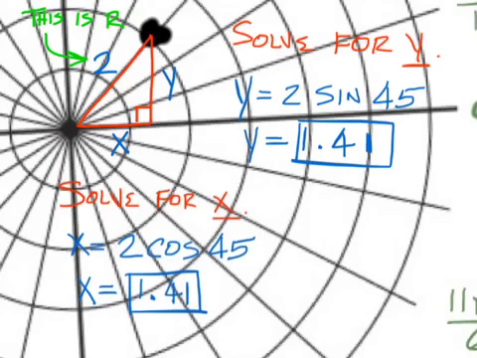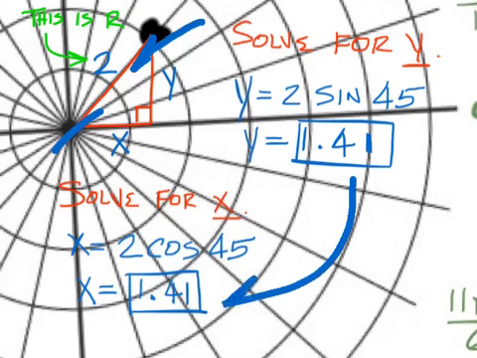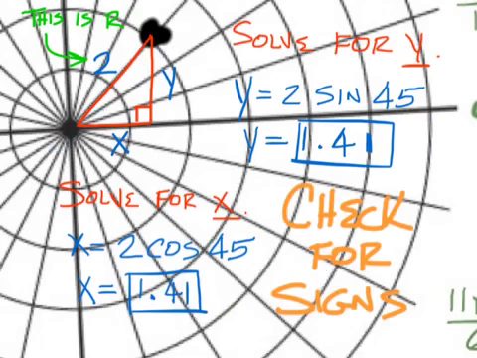So for x, it's 2 times cosine 45, and for y, it's 2 sine 45. In both cases, they come out to be the same answer. And as we answered last week, that's because since this is a 45-degree angle, this must also be 45. 45, 45, 90 triangles have 2 sides that are the same, just like we have here. Now this is the y value, this is the x value. Now you have to check for your signs to make sure these are both going to be positive, both negative, or split.